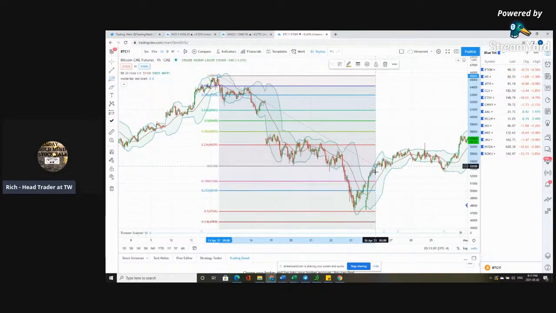Okay, and look at this, friends. Do you see how we reverse right around the 50% extension? So that's a measured move on a higher time frame.